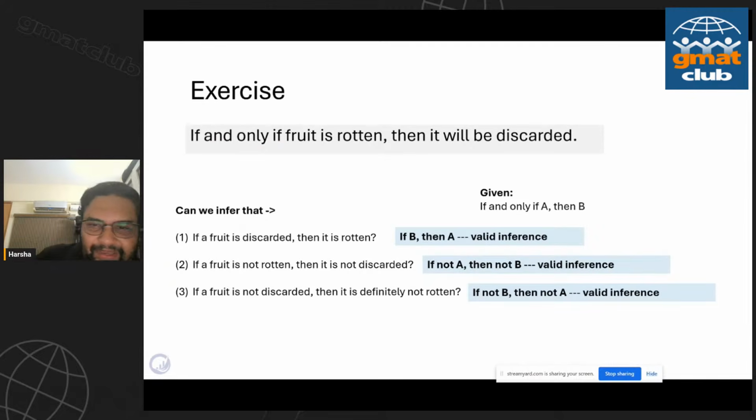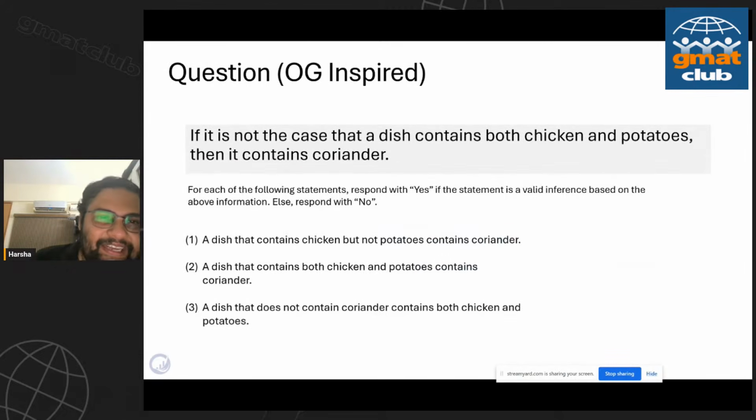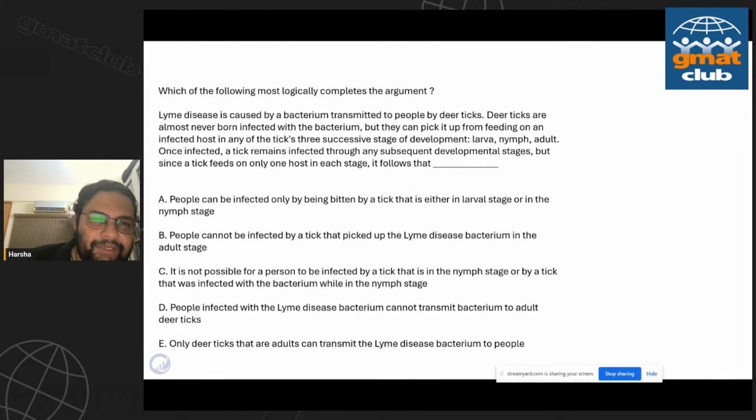And I've anyway given you the answers also here, in case anybody has some doubt. Likewise, this concept also we've touched upon, just a slightly higher version. Let's solve a few OG questions now to wrap up.